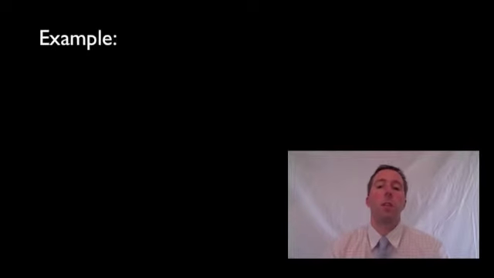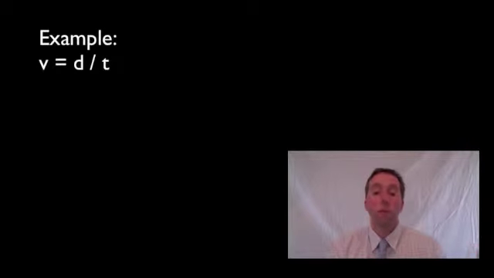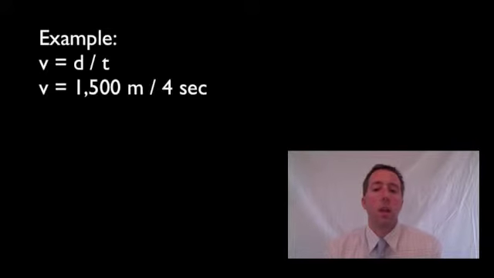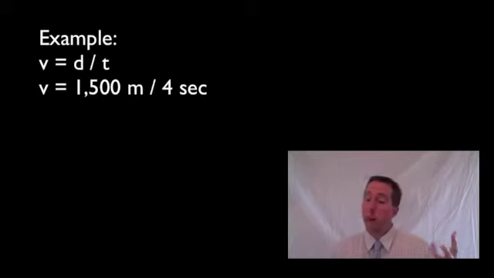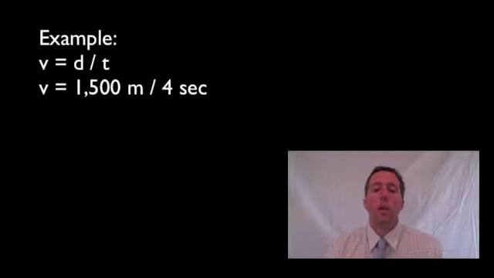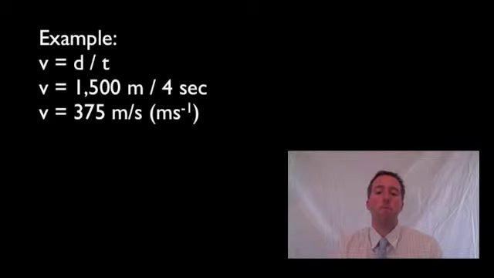So I'll give you an example here. Let's say I want to find the velocity of a wave, and I've got the distance and the time. If the distance a wave travels is 1,500 meters, so 1.5 kilometers, but I've got to put it in meters, 1,500 meters, and it travels it pretty fast, in 4 seconds. This is probably a sound wave. 1,500 divided by 4 is equal to 375 meters per second.